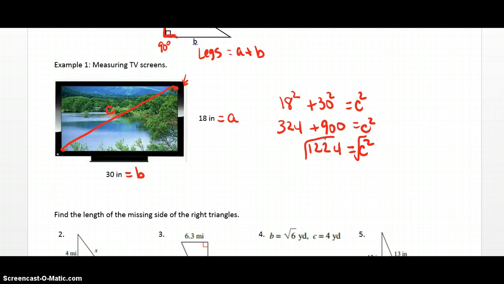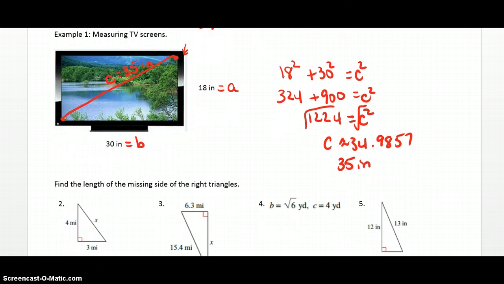Now I'm going to get a decimal. I get c is about 34.9857, so it's approximately 35 inches. And so if they were selling my TV, or when I bought it, they would have told me that this was a 35-inch TV.